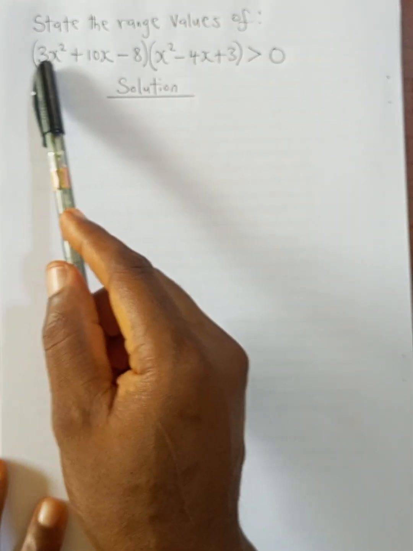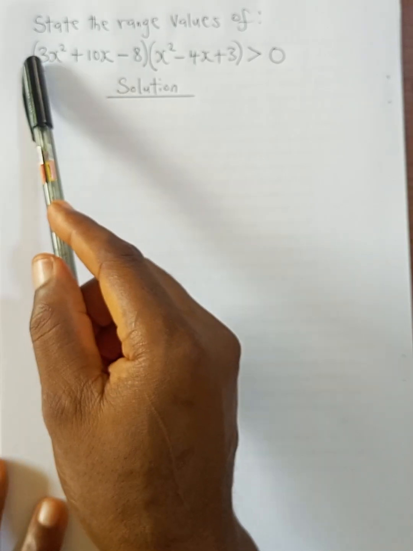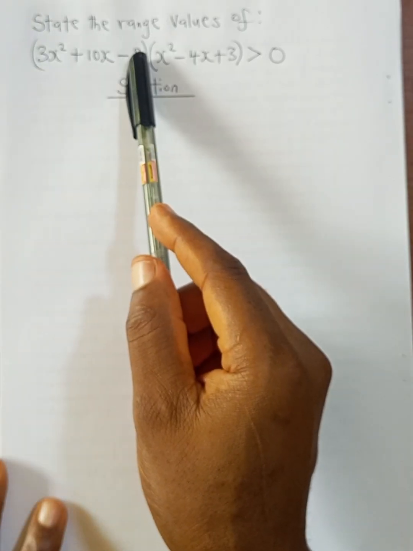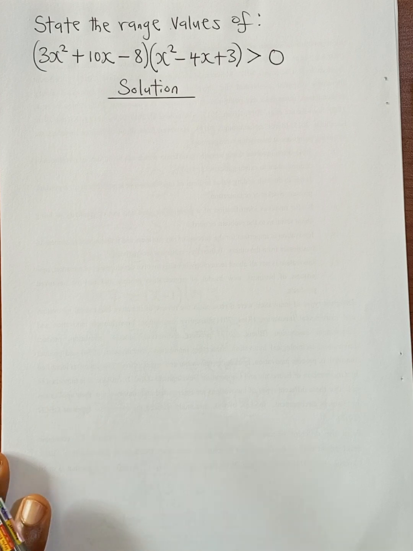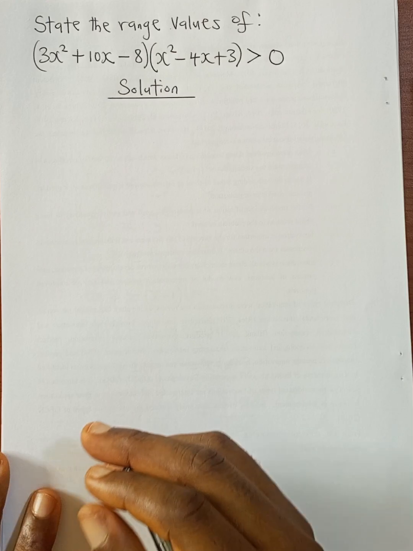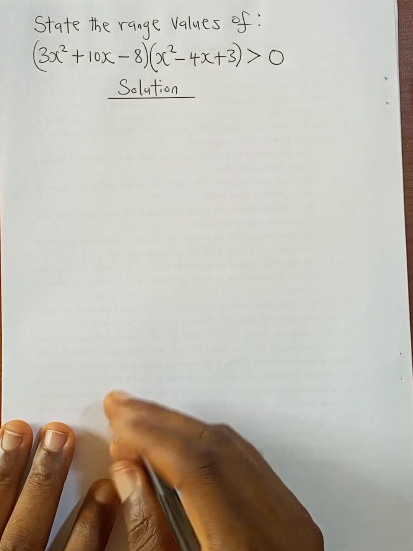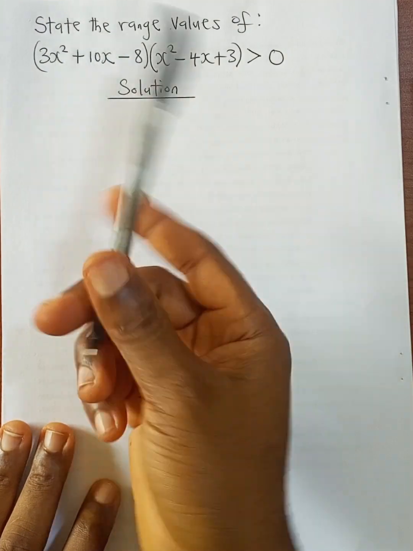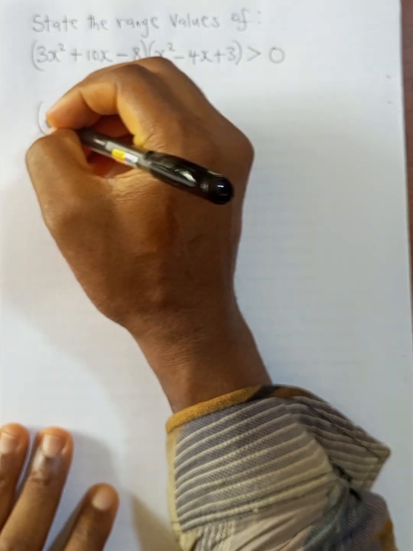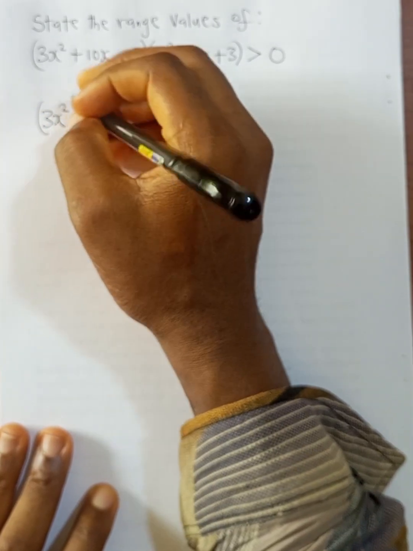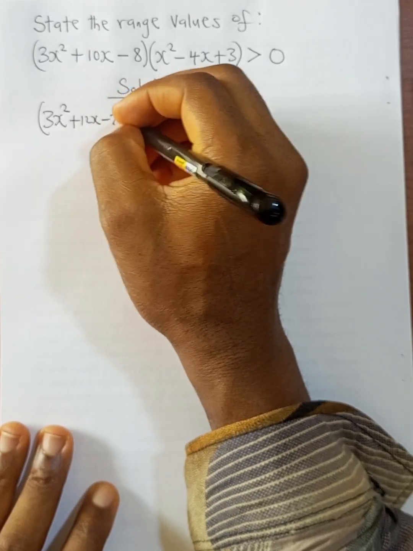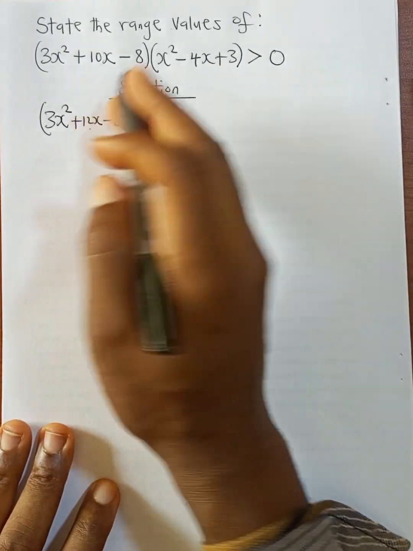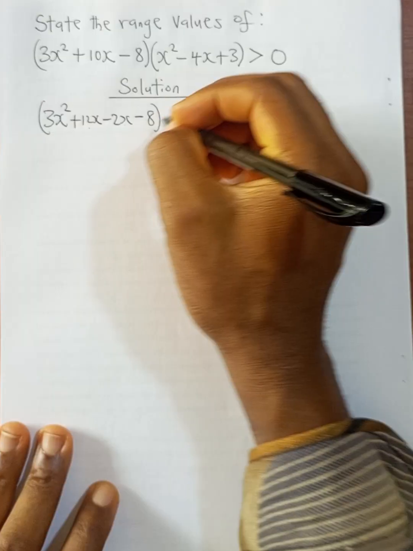We'll look for two numbers that add to give us 10, and when we multiply them together, give us minus 24. The two numbers can be plus 12 and minus 2. So let's replace this one now. Let's bring this one down as 3x squared plus 12x minus 2x minus 8. 12 minus 2 will still give you 10.